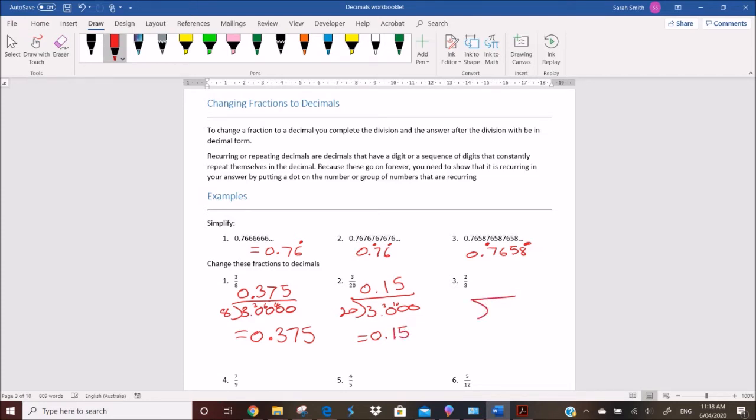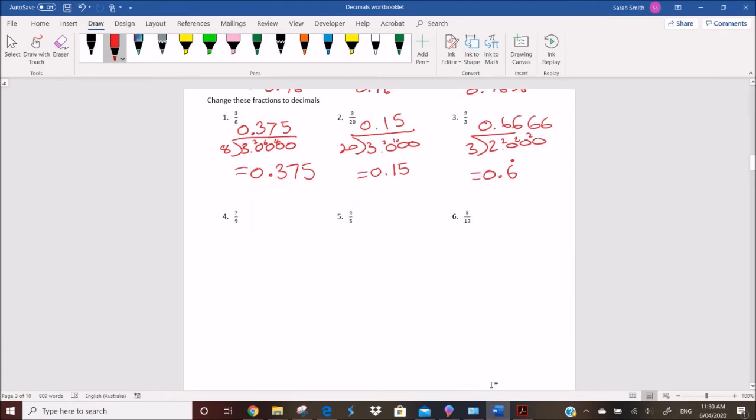Over here we've got 2/3. So we're going to put our 3 out here, our 2 here. So 3 into 2 doesn't go, remainder 2. 3 into 20 goes 6 times, remainder 2. 3 into 20 goes 6 times, remainder 2. So we're going to see that we're going to have a decimal that keeps going and going. So we can say that this equals 0.6, and we put that little dot there to say that it is a repeating decimal.